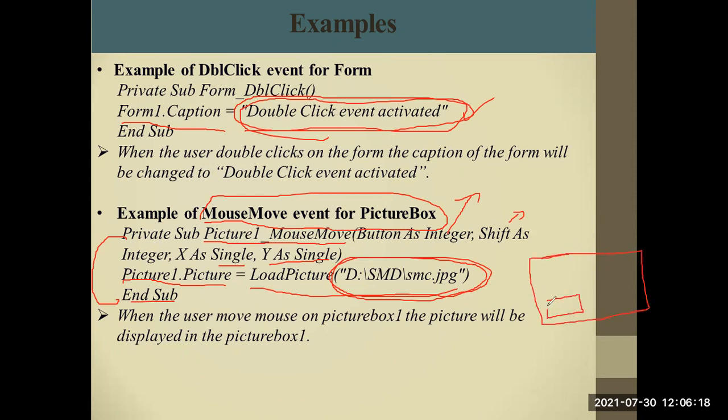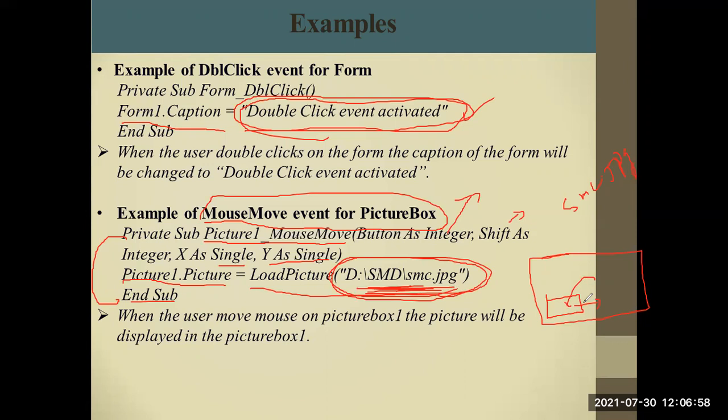Now suppose there is a picture box, this one. So whenever the user moves a mouse over here, the picture will be displayed in picture box one. Whatever image we have given, whatever path is given, this is my path for this particular image, that is smack.jpg. The JPG image will be displayed. So whenever you move your mouse over this picture box, the image will be displayed. So what is the event here? The event is very clear here, which is moving a mouse, or mouse move.